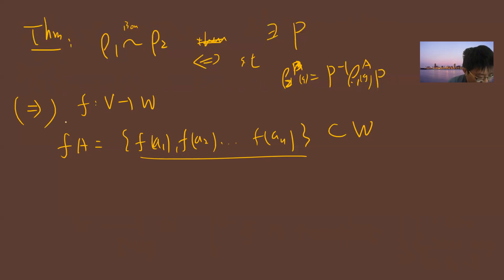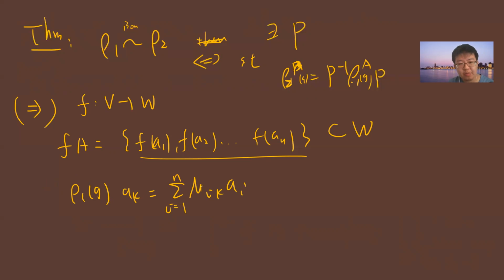So that means they are also bases, right? So now if you take any g, you fix the g. So this ρ1(g)a_k, by definition, will be Σ m_ik a_i, i from 1 to n.